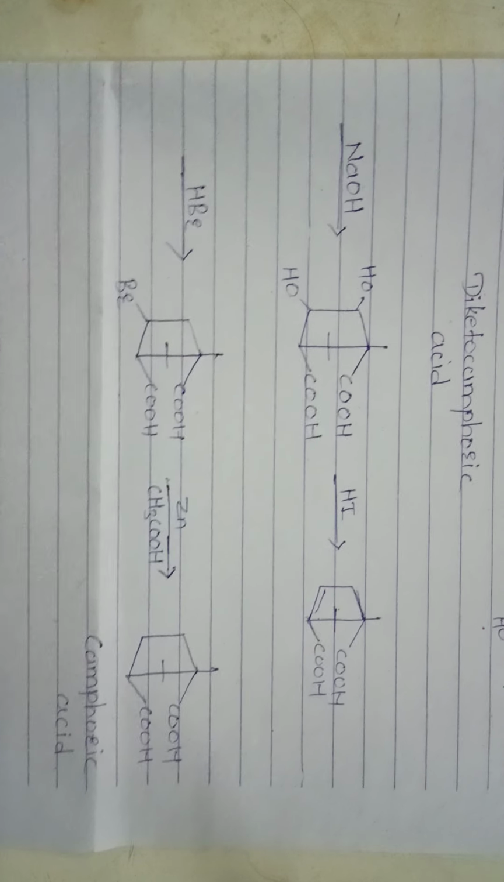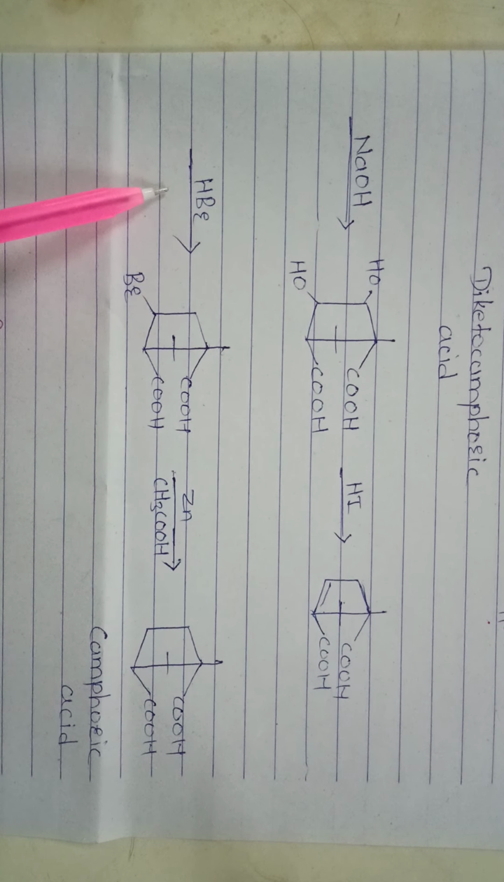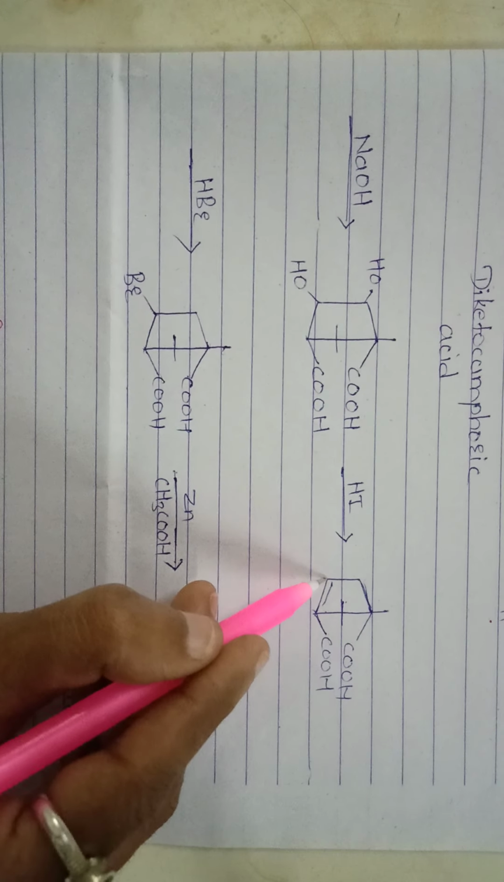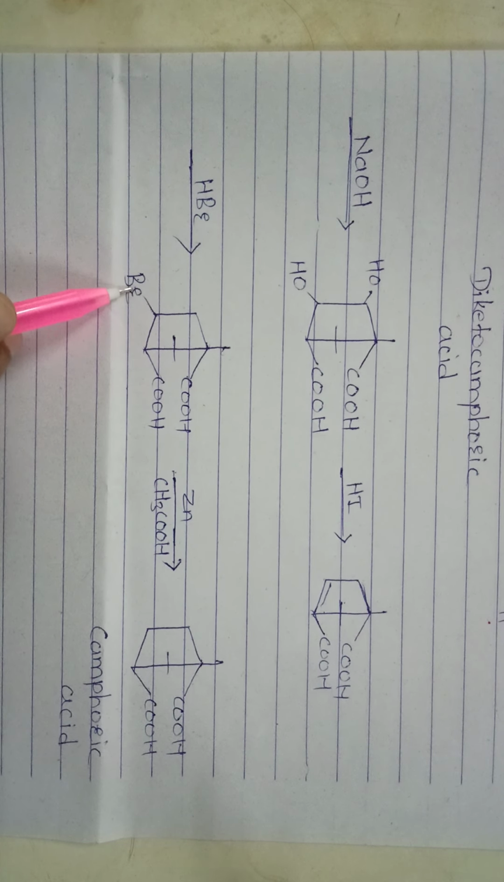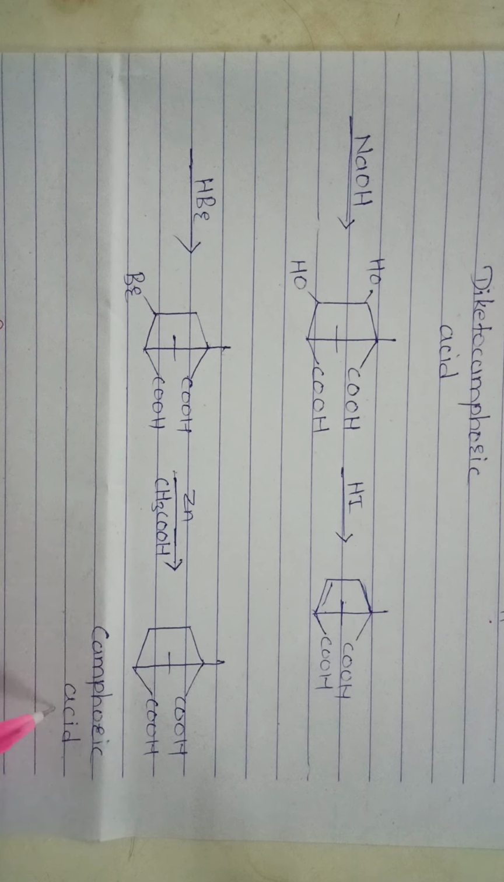Then in the next step, this compound is reacted with HBr, and Br is attached to this carbon atom and to this carbon atom. Then this compound is reacted with Zn in acetic acid, and it gives camphoric acid. ZnBr is removed and camphoric acid is formed.